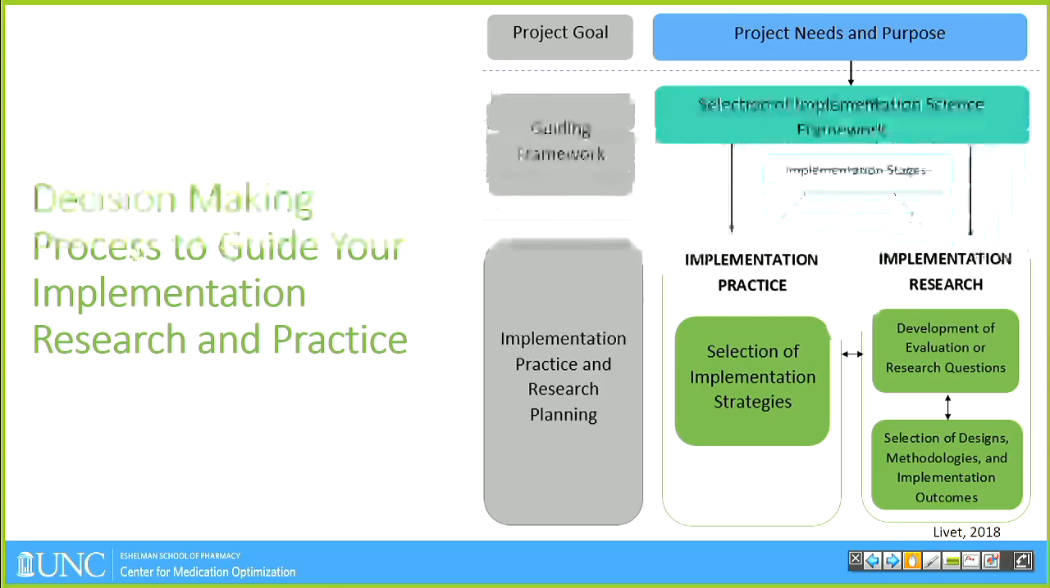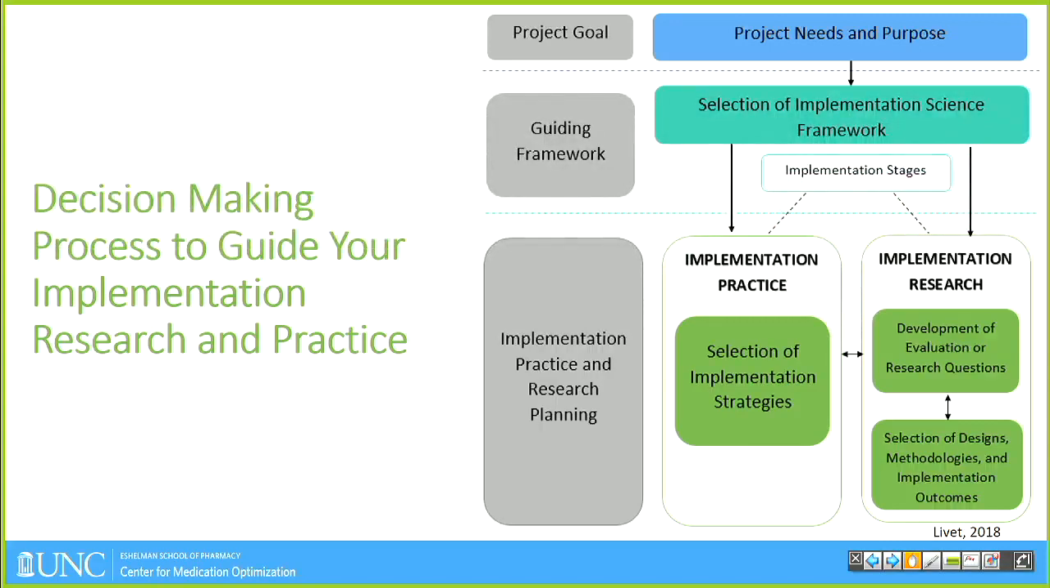So my colleague at UNC actually created this decision-making guide, and I find it pretty helpful for thinking through in a practical way how to go about using implementation science within your practice or within your applied research with a practice-based partner. So you start by first understanding what your goal is, your project needs, what you want to work on, improve, what your problem is.